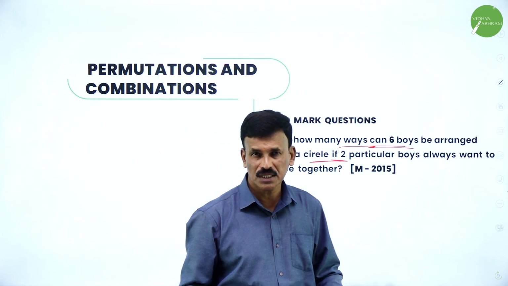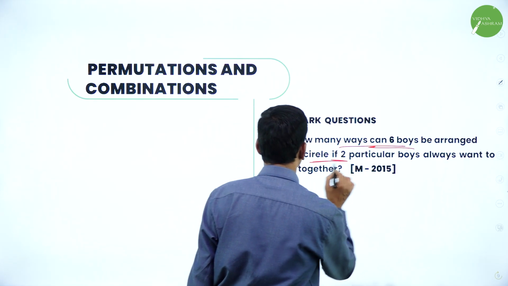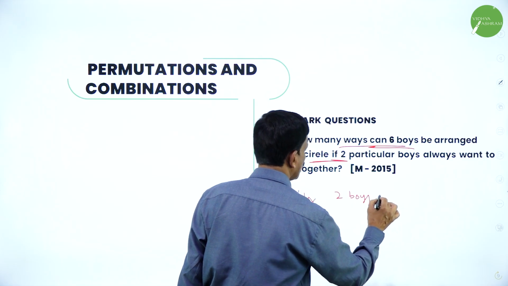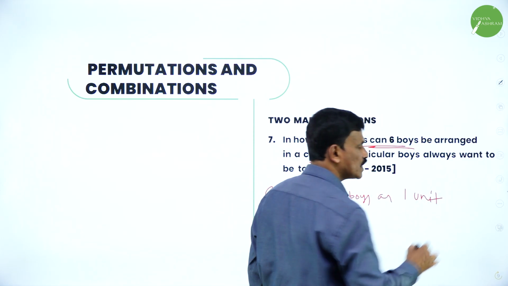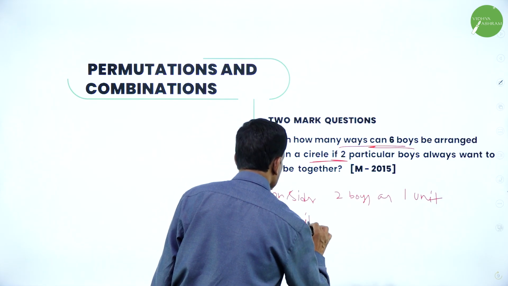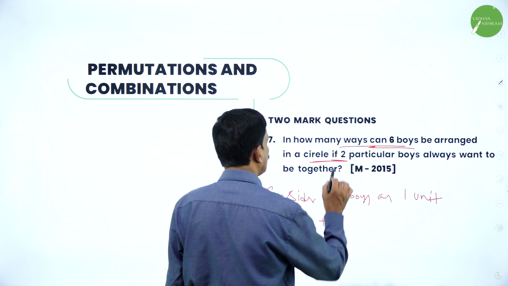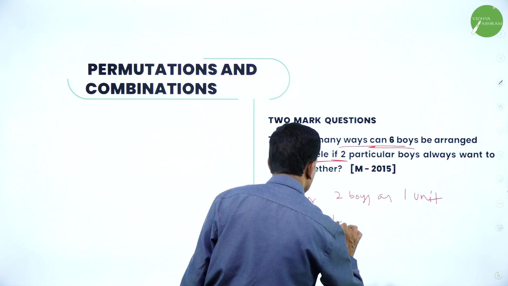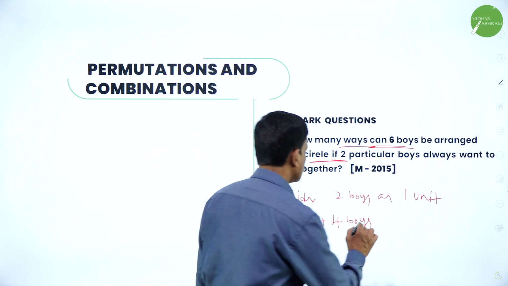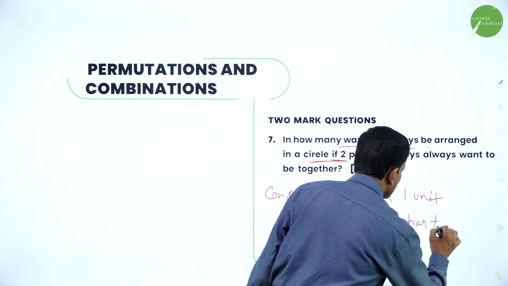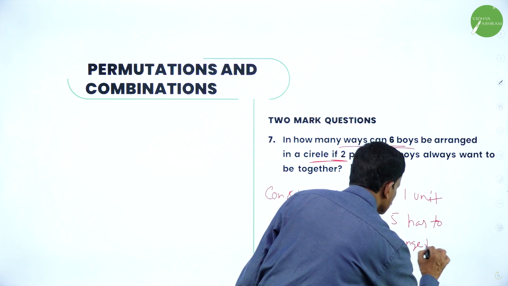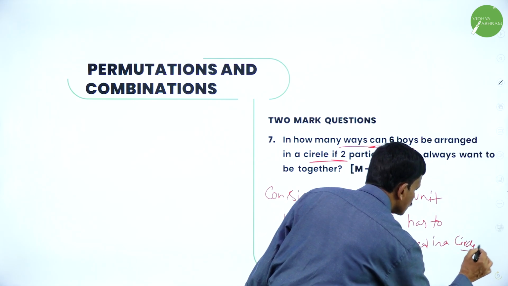Now, consider these 2 boys as one unit. Consider the 2 boys as one unit. So, therefore, 1 unit plus the remaining. Out of 6, we have taken 2 boys, the remaining 4 boys, 1 unit, 2 boys plus 4 boys. So, this is equal to totally 5. These 5 have to be arranged in a circle, right?